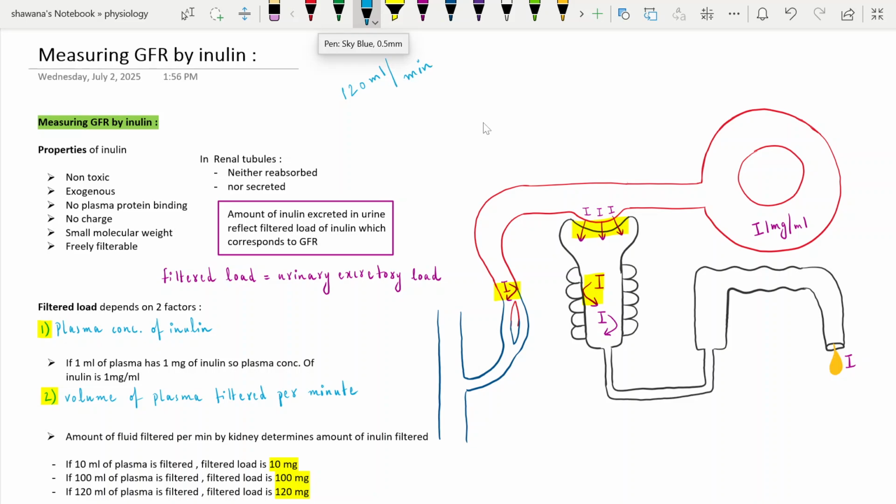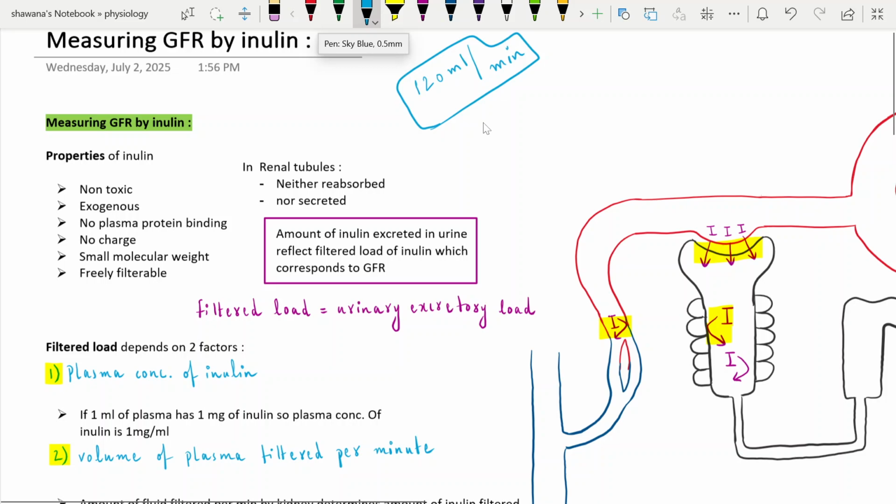But how do we get this value? How are we going to estimate whether a person's kidney is functioning well or not? The substance used for this purpose is called inulin, and inulin has some major properties so that we can use it freely and certainly.